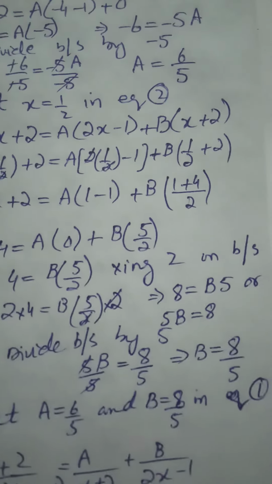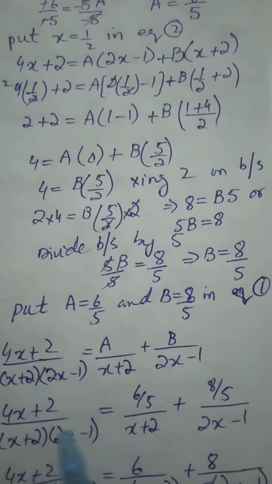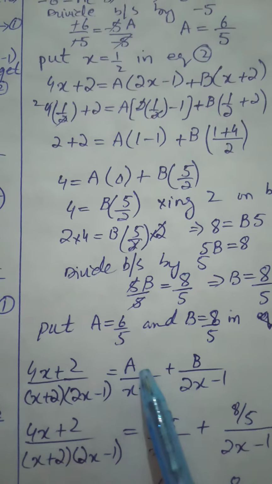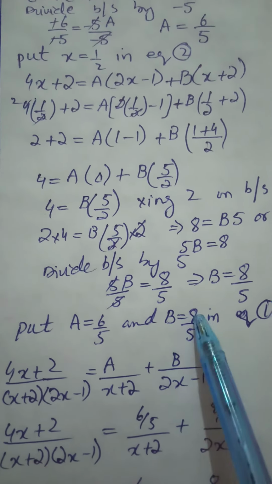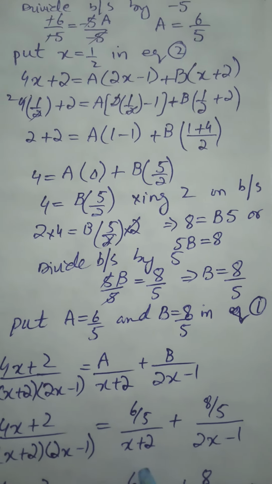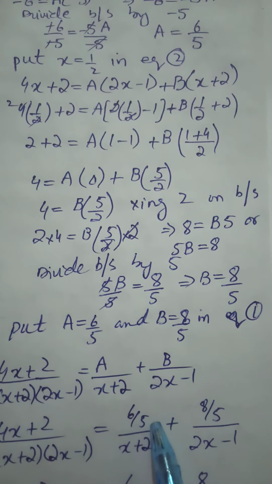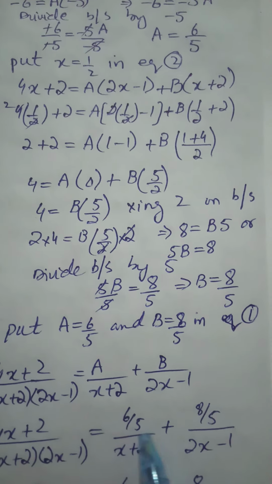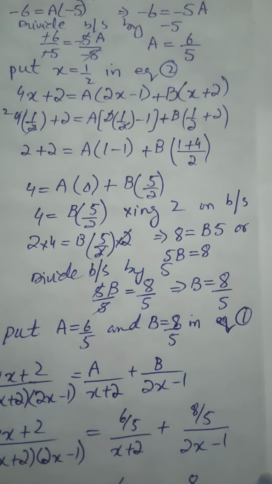This is 4x plus 2 into x plus 2, 2x minus 1 is equal to, this is the value of a, so we can write over there. So this is the value of b, so we can write like this. Now x plus 2, when it moves with this, it will be multiplied with 5. So 5 into x plus 2, we can write like this.